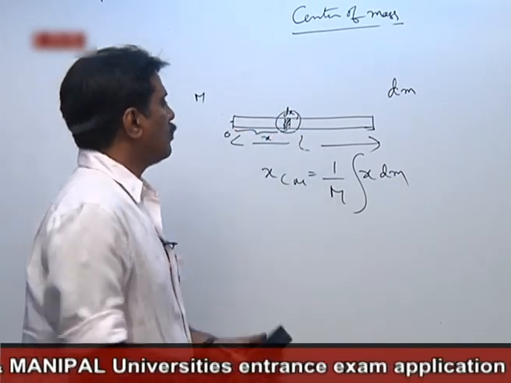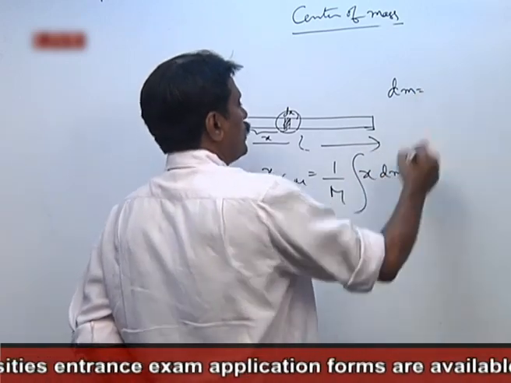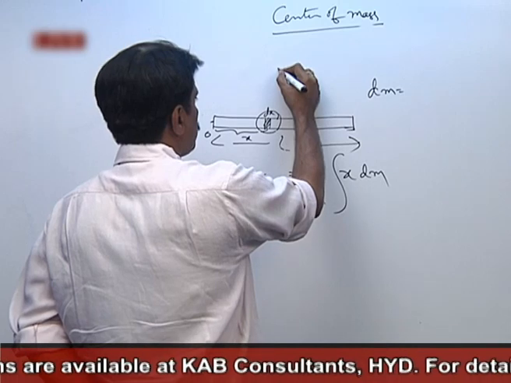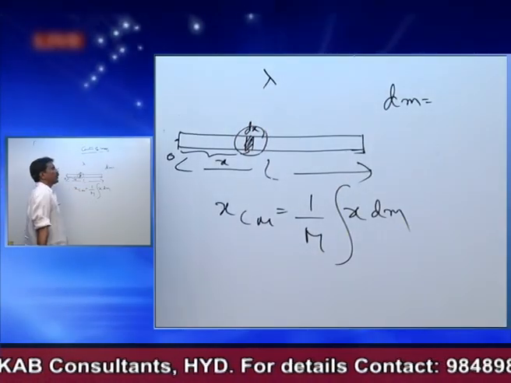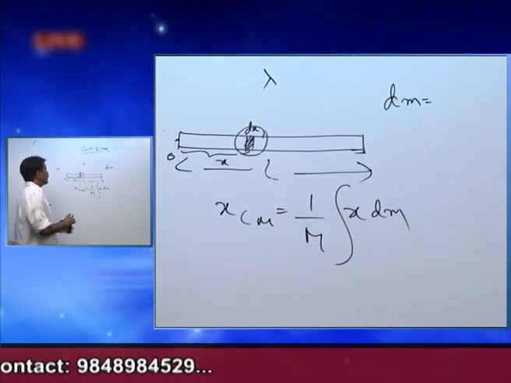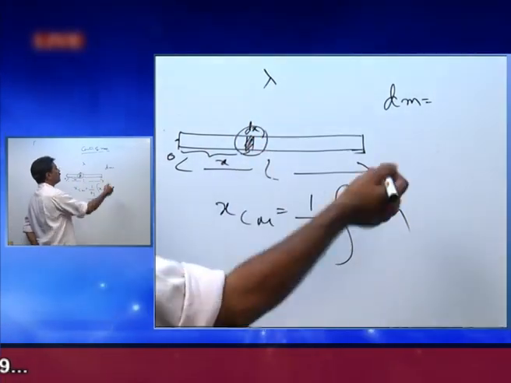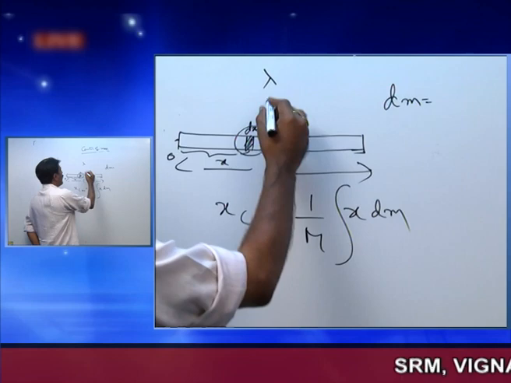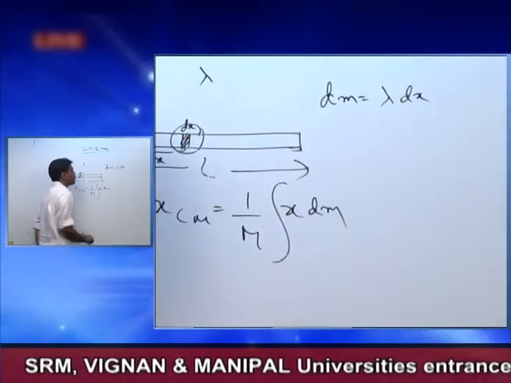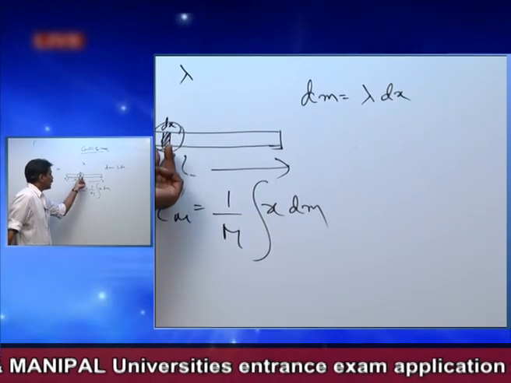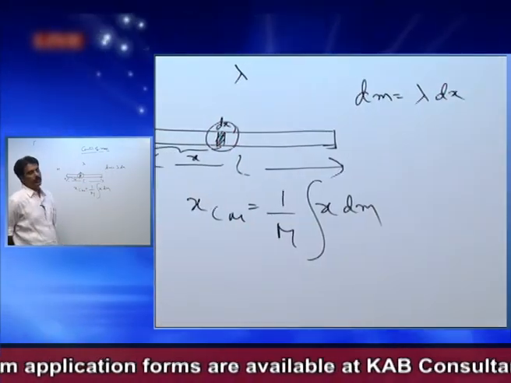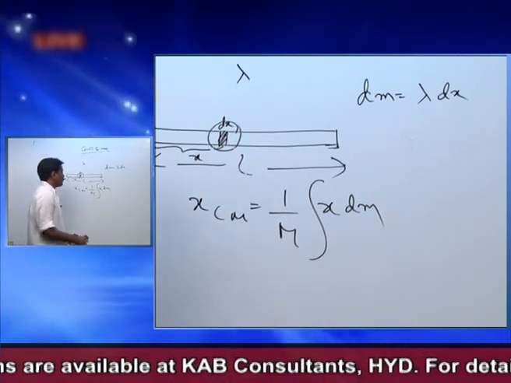This element mass dm is equal to mass per unit length times length. Suppose lambda is mass per unit length for this rod. Actually, that is m by L. We will substitute it later. Lambda into dx, mass per unit length into the length of the element we have selected, will give you the mass of the element. dm you got.